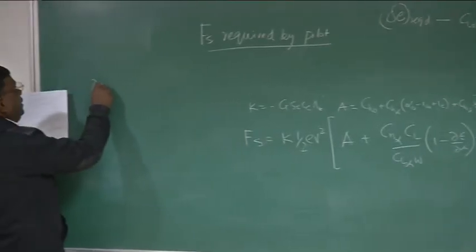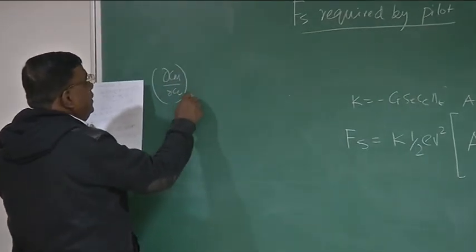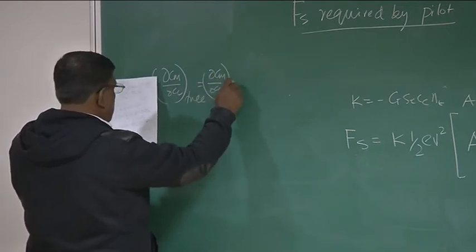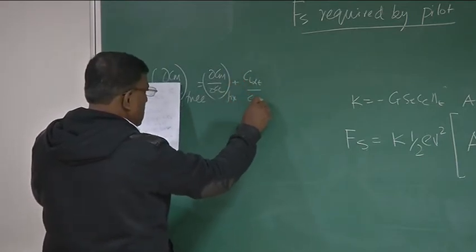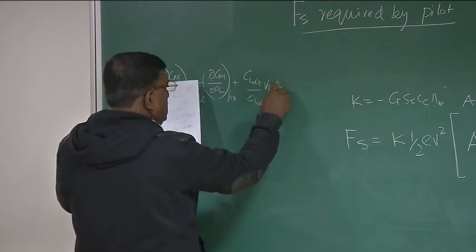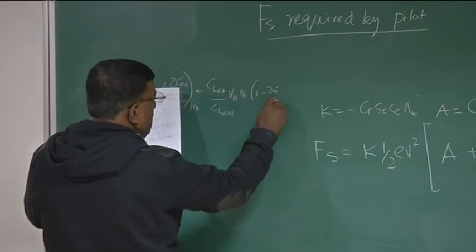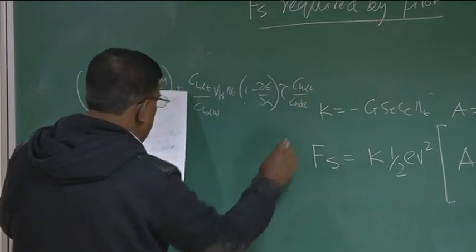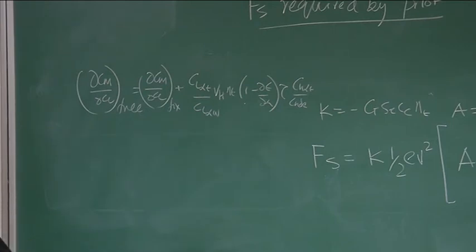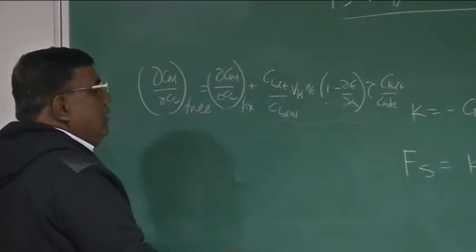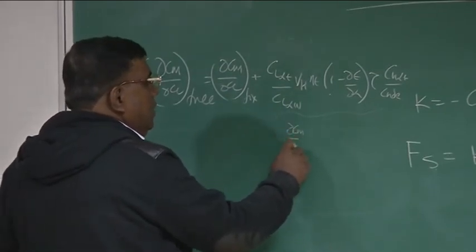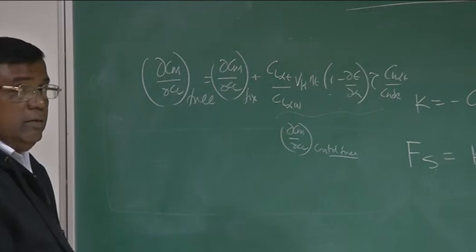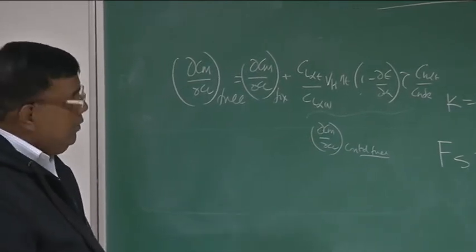We have already done today dCm by dCl free equal to dCm by dCl fix, plus Cl alpha t by Cl alpha wing, Vh neta t, into 1 minus d epsilon by d alpha, tau into Ch alpha t by Ch delta E. This we have done, and we realize that this is destabilizing. Many books will say dCm by dCl, control free, is destabilizing for a configuration where the hinge line is ahead of the center of pressure over the elevator.